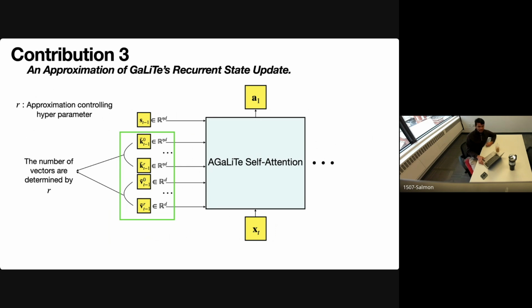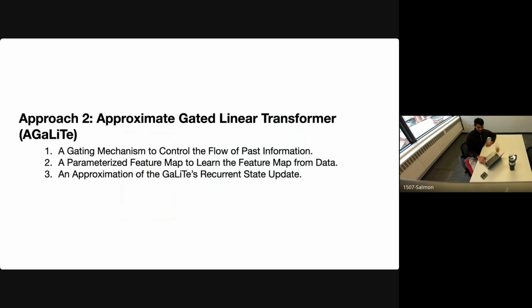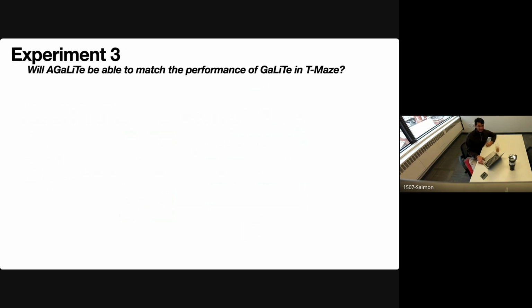So the self-attention mechanism changes as follows. Instead of using the matrix as an input, we now have vectors as input, and the number of vectors in the self-attention layer is controlled by the hyperparameter R. So now we're going to explore how well this approach performs, again in the setting that we presented earlier. The question is, can we match the performance of AGaLiTe that we presented earlier in TeamAge?